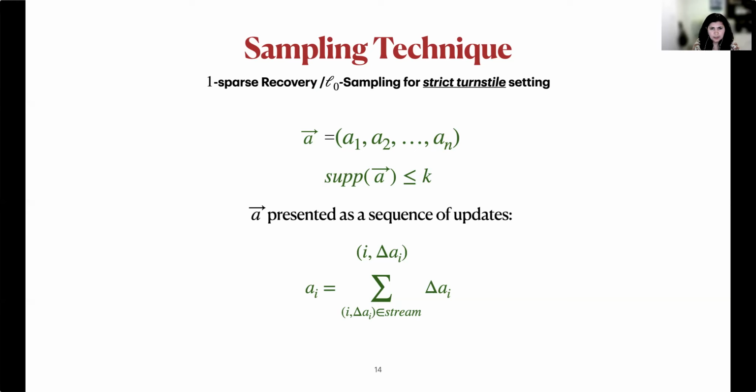Now this vector A is presented to us as a sequence of updates where each update is a tuple of the form (I, delta AI), where I is the coordinate of the vector which is to be updated, and delta AI is the amount or the value by which the coordinate I has to be updated. It can be positive as well as negative. We assume that at the end of the stream, the final value of each coordinate is positive. That is, we are in the strict turnstile setting. So the final value of coordinate I, AI, is the sum of all the updates that we have seen to the coordinate I through the stream.